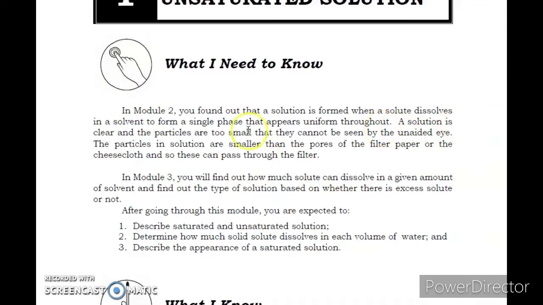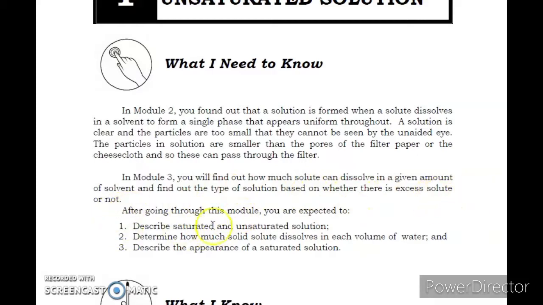So a solution is clear and the particles are too small that they cannot be seen by the unaided eye. Since the particles in a solution are smaller than the pores of the filter paper or the cheesecloth, they can pass through the filter paper. In this module, you're going to find out how much solute can dissolve in a given amount of solvent, and you're going to find out the type of solution based on whether there is excess solute or not.